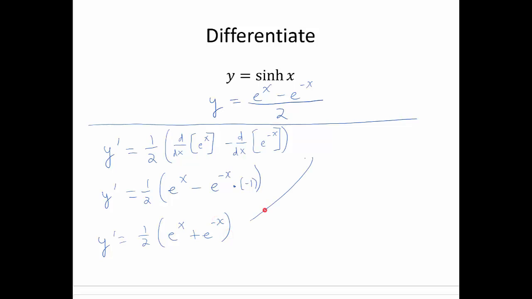And if we look at that carefully, maybe rewrite it a little bit, that's e to the x plus e to the negative x over 2. Well, that looks like the hyperbolic cosine of x. So if the original function is the hyperbolic sine, its derivative is the hyperbolic cosine. That should sound familiar. If our original function was the sine, its derivative was the cosine. It works as well for the hyperbolic functions.